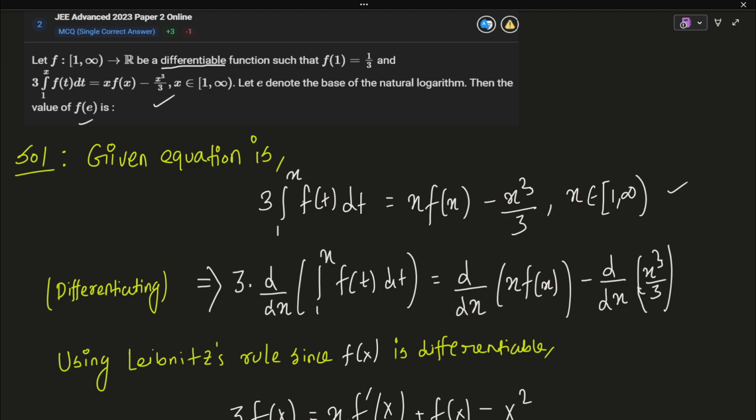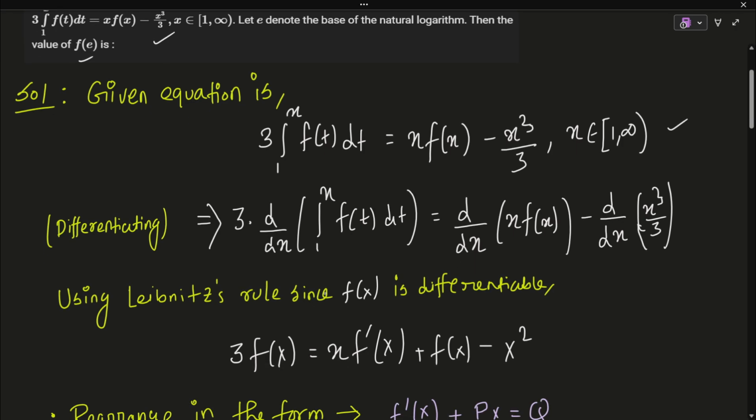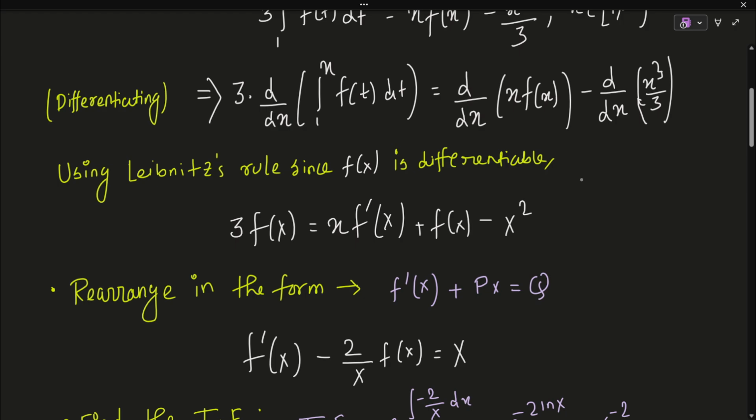So we use Leibniz rule of differentiation under the integral sign, which has been explained in other videos. You can check out my previous videos on integration. So once you do that, you simply are differentiating both sides with respect to x. It's as simple as that, right? Once you do that, you get this equation. Okay. Now, this can be simplified.